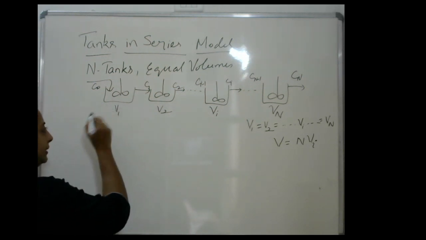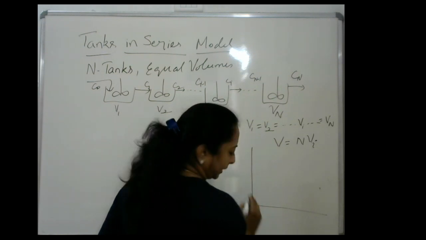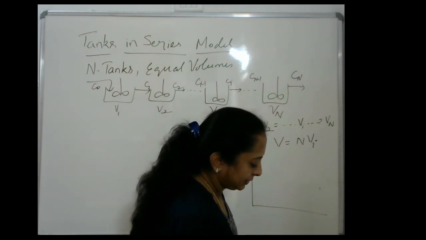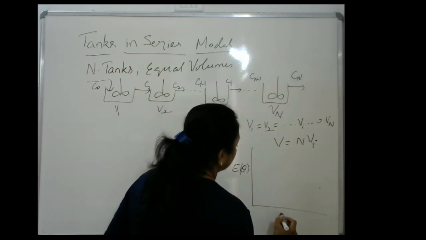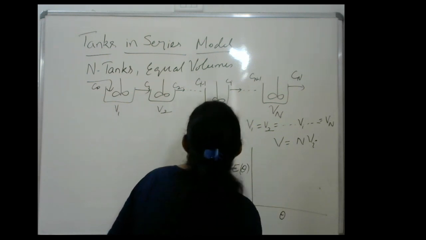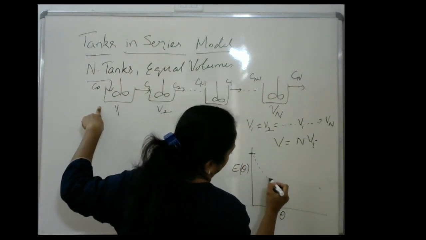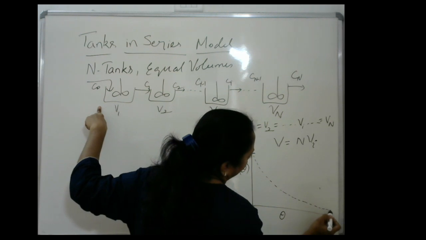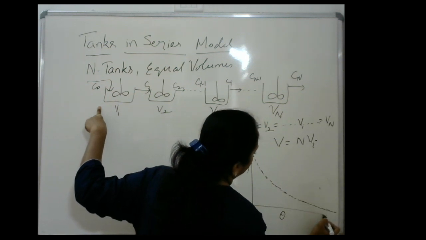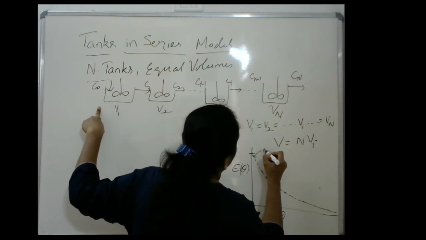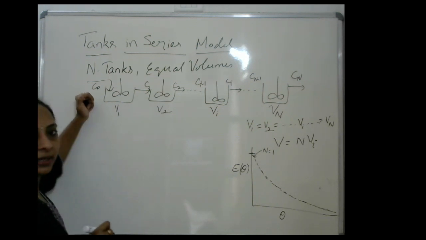Let us start with the material balance for the first reactor. Let me draw something. I think I have drawn E theta or C theta. Okay, I have drawn E theta, E theta versus theta. For the first one, for tank 1, you just try to recollect what you have already done. It will be in this way for tank 1, n is equal to 1. So let me do the material balance for this.